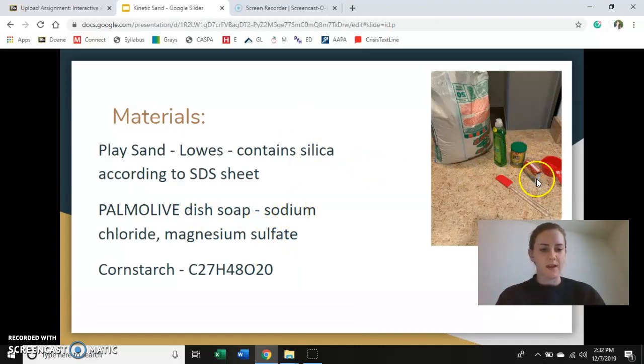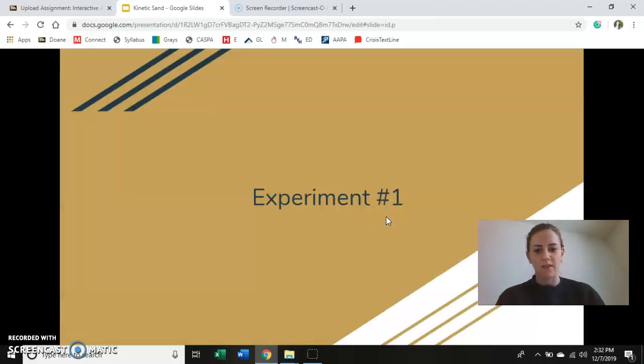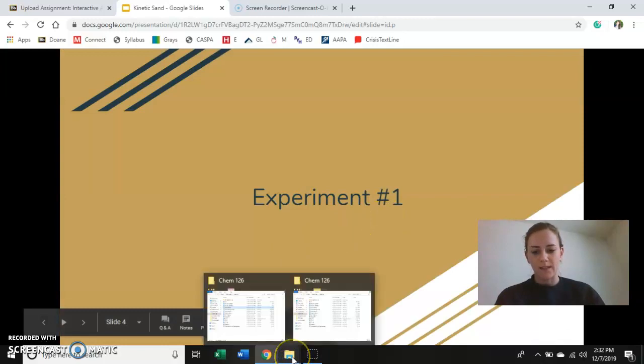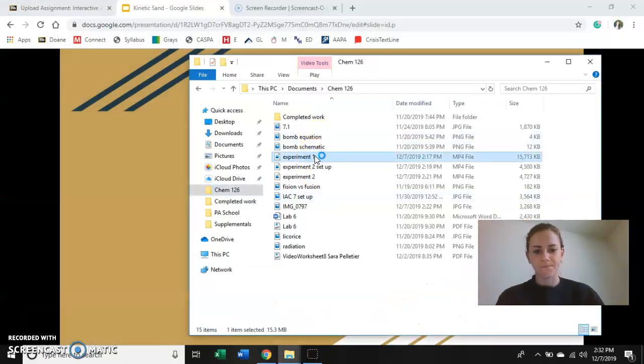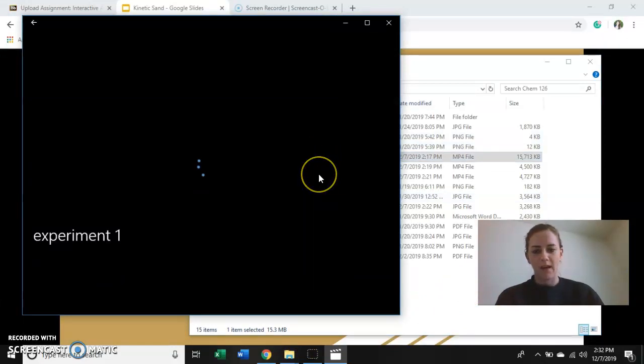I also have some food dye here, but I didn't end up using it because I thought it would be too messy. The experiment was messier than I thought it was going to be. So this is my first attempt at this experiment.